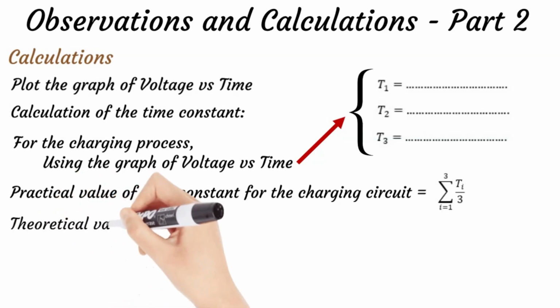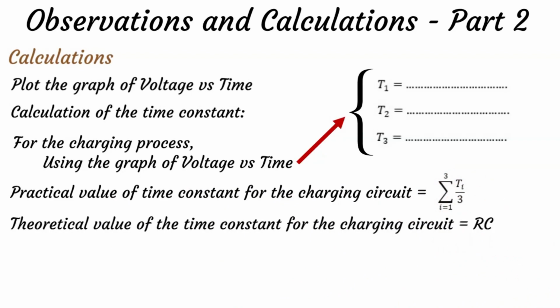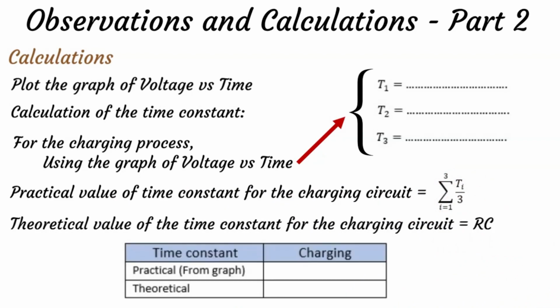Also, the theoretical value of the time constant can be calculated by the equation, time constant equals resistance value times capacitance value.